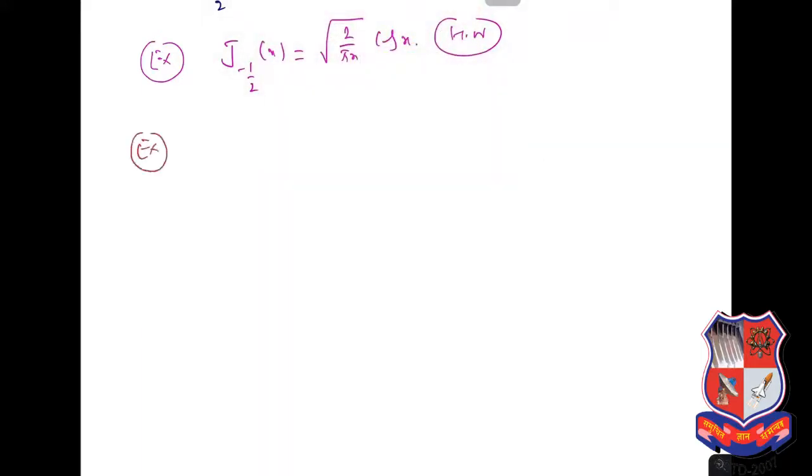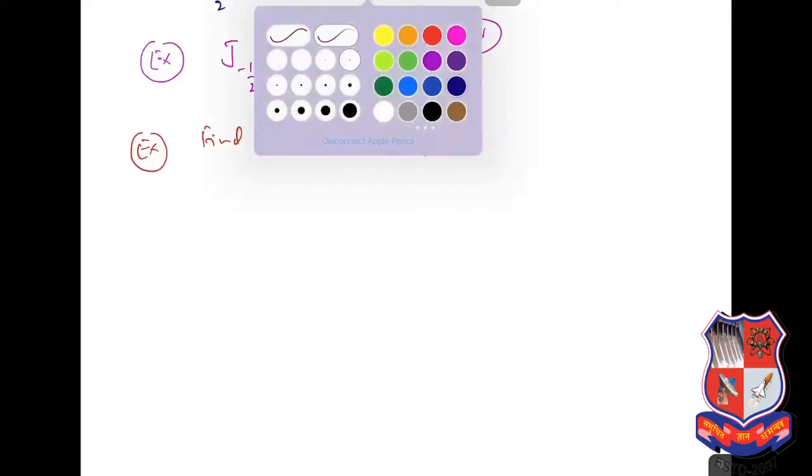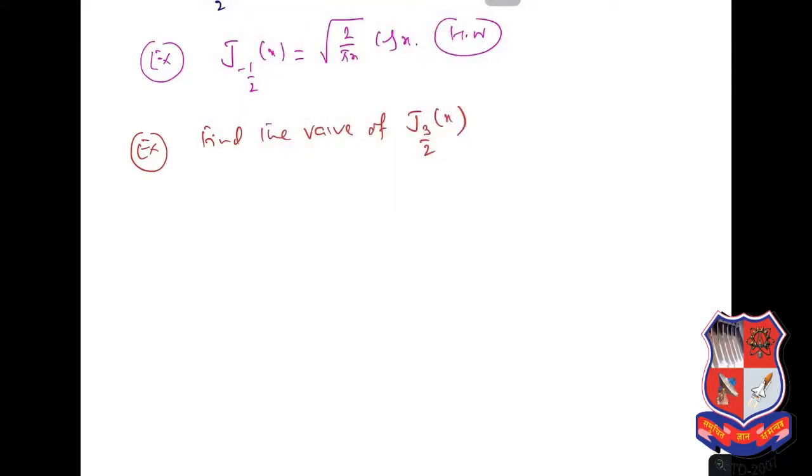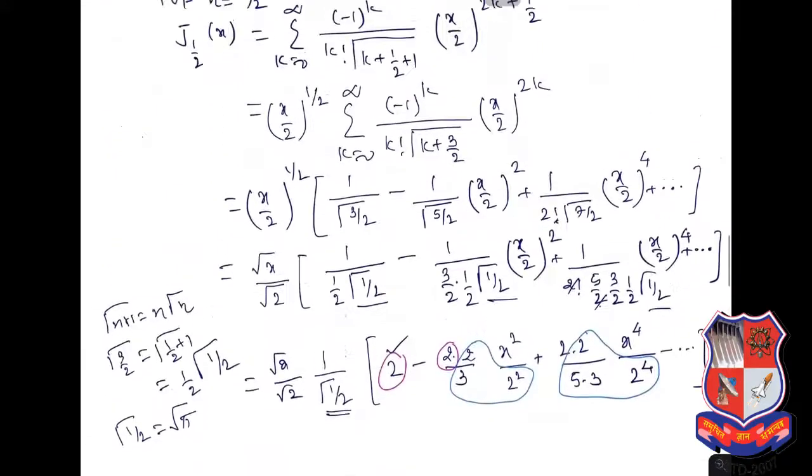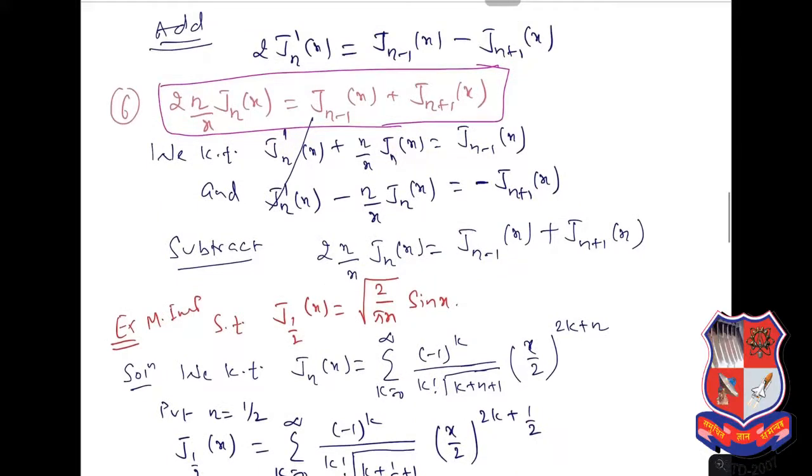Next, find the value of j 3 by 2 x. Now see, here we use one property. We have already proved that property, 2n by x. So we are using this property now. 2n by x jn x is equal to jn plus 1 plus jn minus 1.